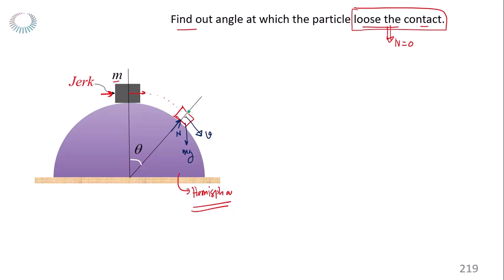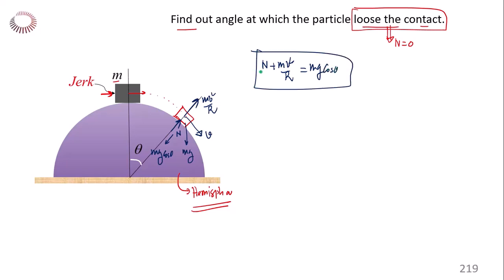So corresponding to that, one force is mv square by r acting outward. The component of mg, mg cos theta, is along this direction. So I can write the equation for the normal. So N plus mv square by r should be equal to mg cos theta. Now in order to lose contact, N must be equal to 0. So if I put N equal to 0, I am getting v square equal to rg cos theta.